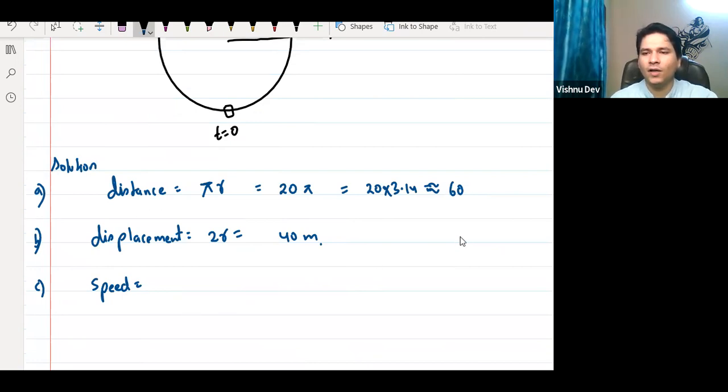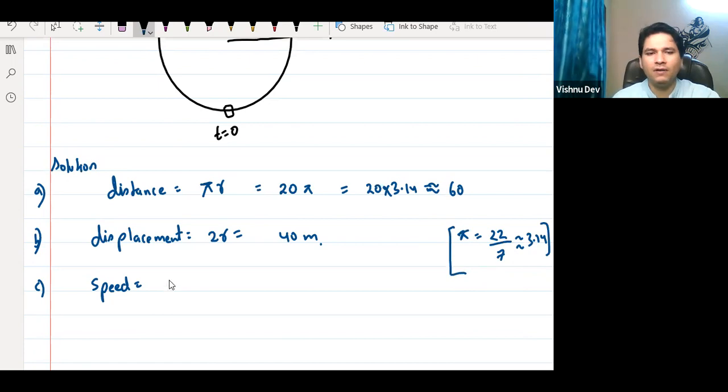The value of pi is equal to 22 by 7, which is almost equal to 3.14. Okay, this is the value of pi. Now, what is the speed?